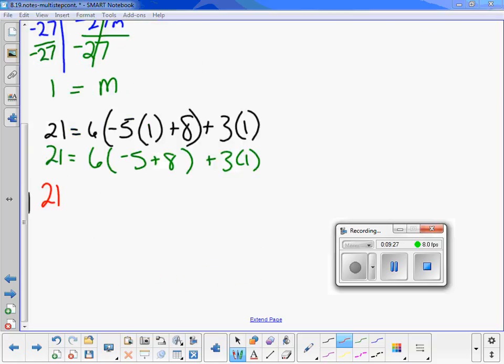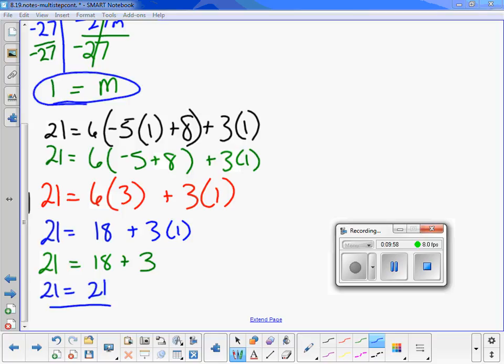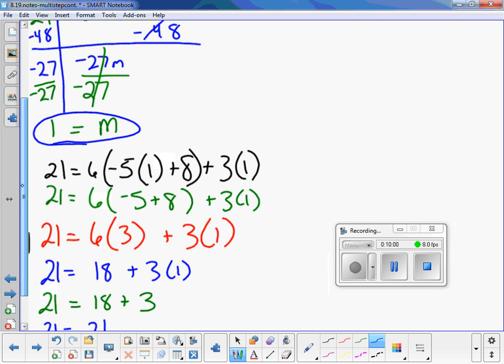So 21 equals 6 times, inside parentheses, we've got to do that first, times 3, plus 3 times 1. So then 21, order of operations says you do multiplication from left to right. So 18 plus 3 times 1. So 21 equals 18 plus 3. That was the last multiplication. And now 21 equals 18 plus 3, which is 21. 21 does equal 21. So that means my answer is m equals 1. Okay?